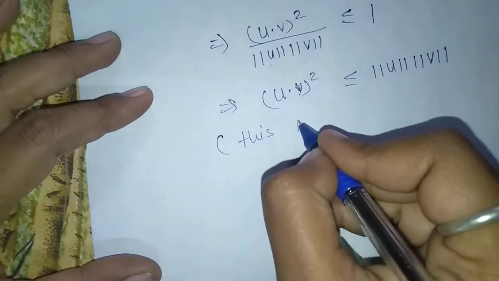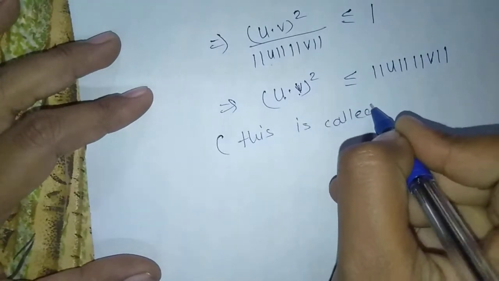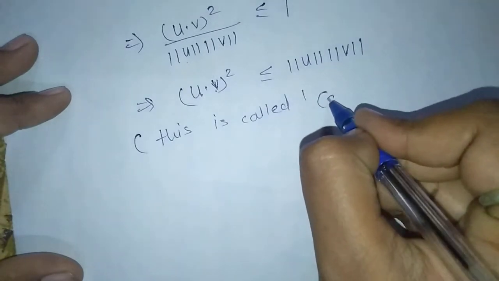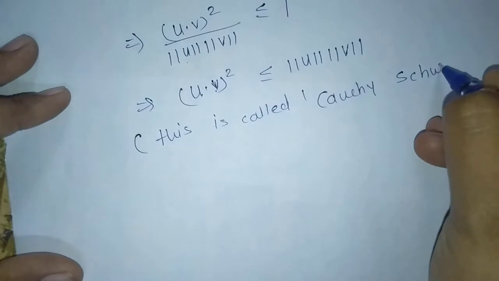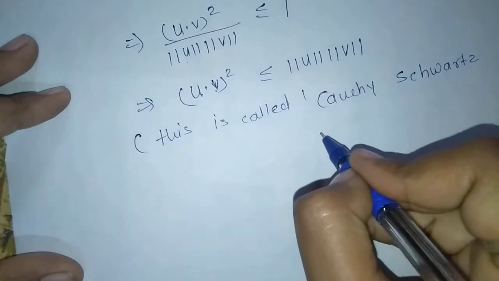For your knowledge, this is called the Cauchy-Schwarz inequality.